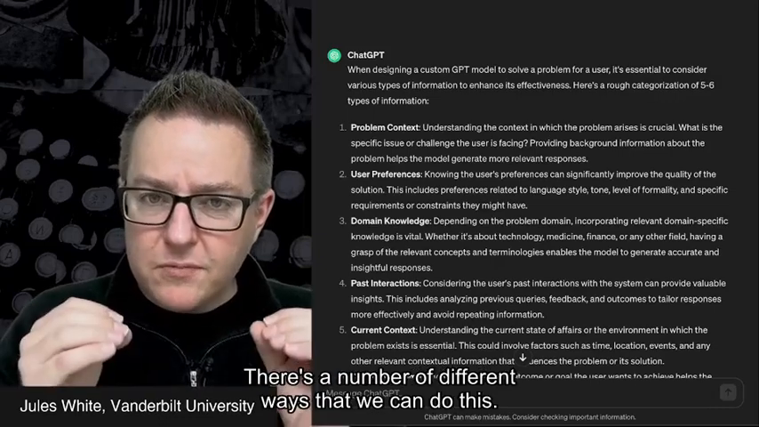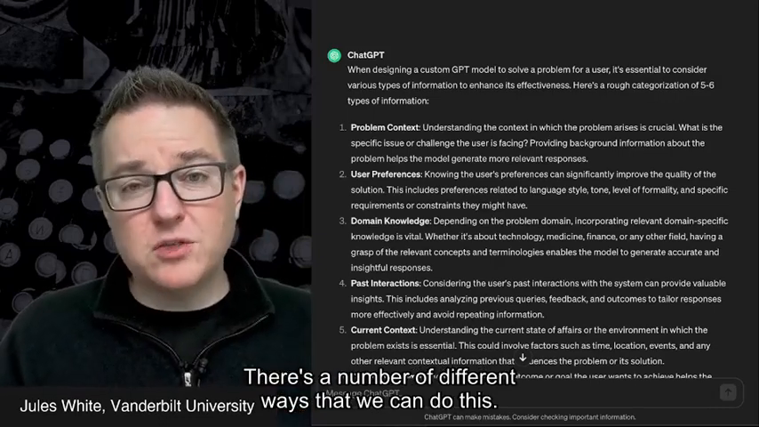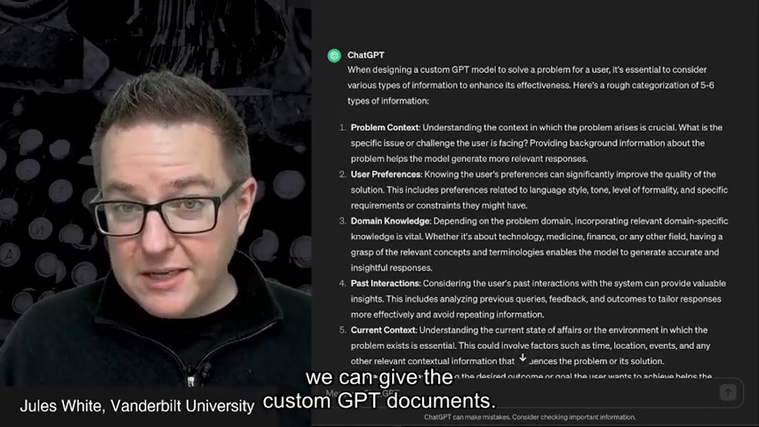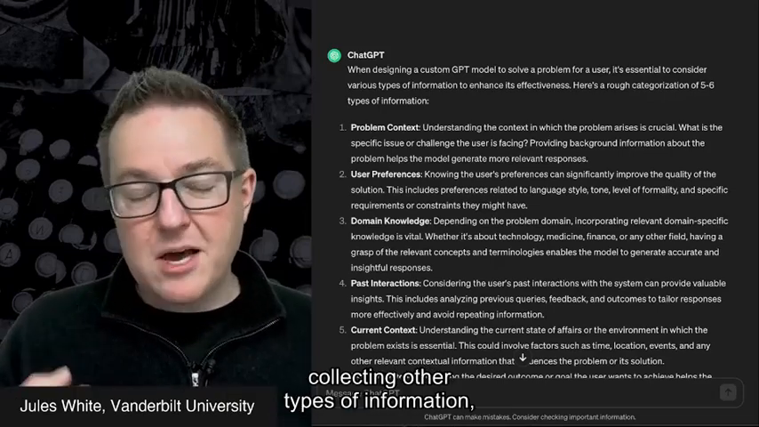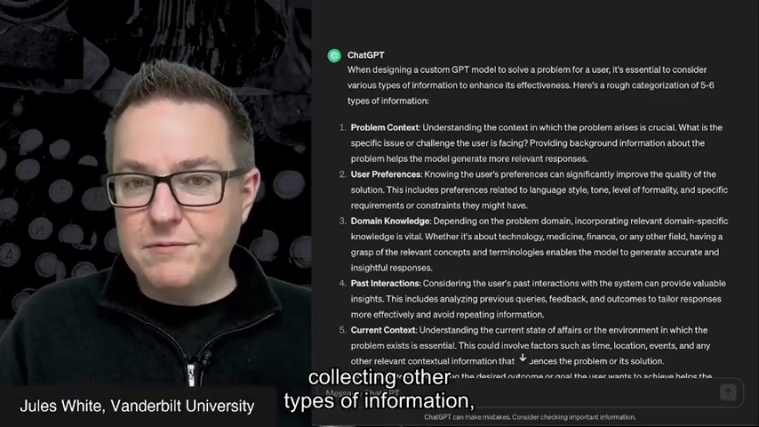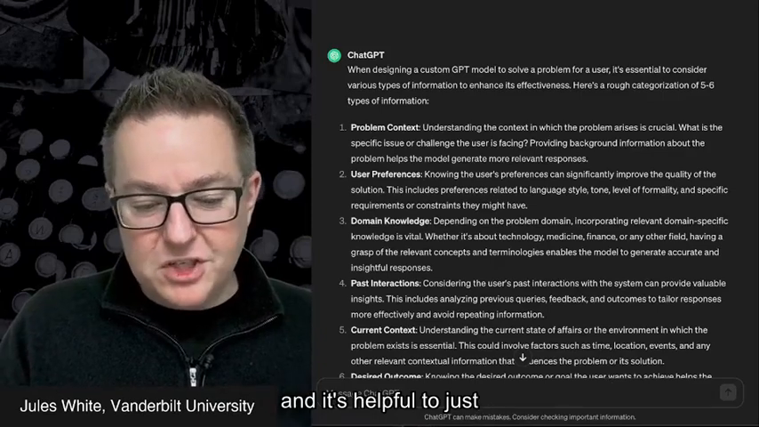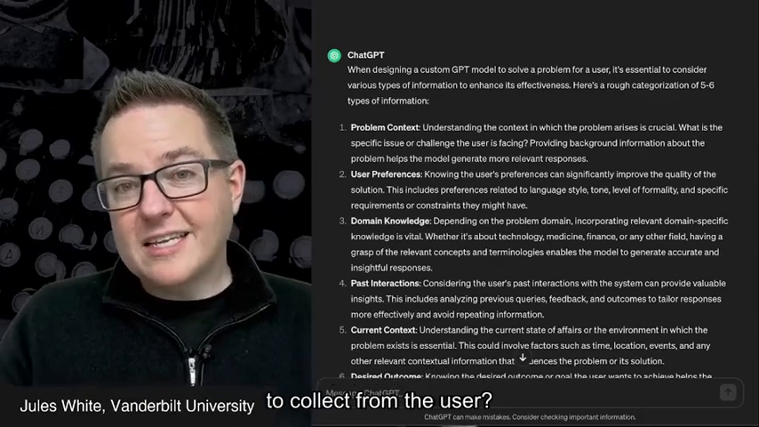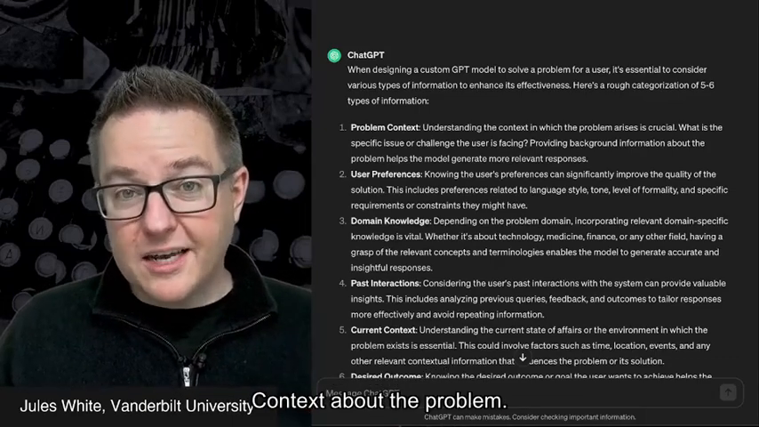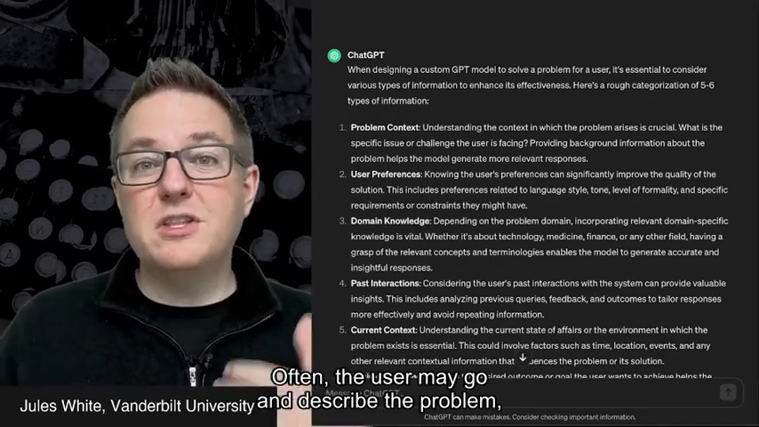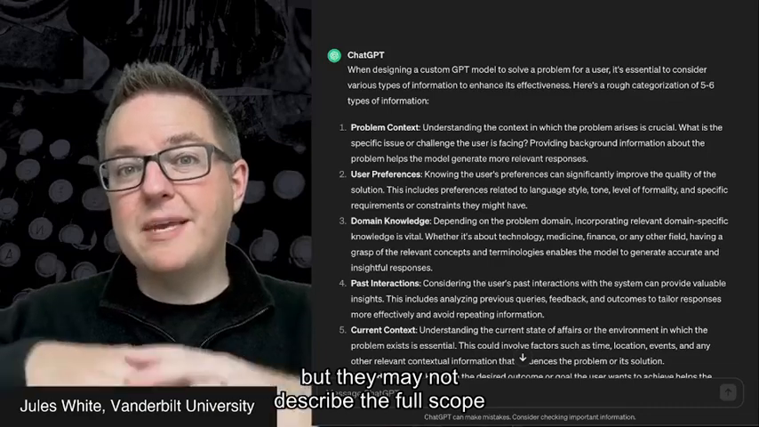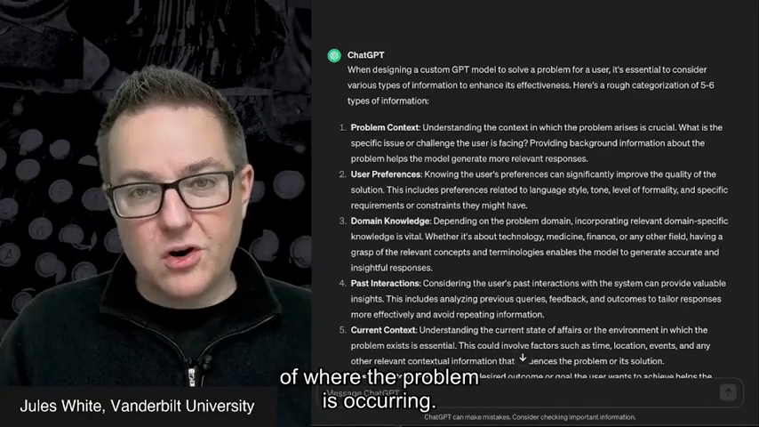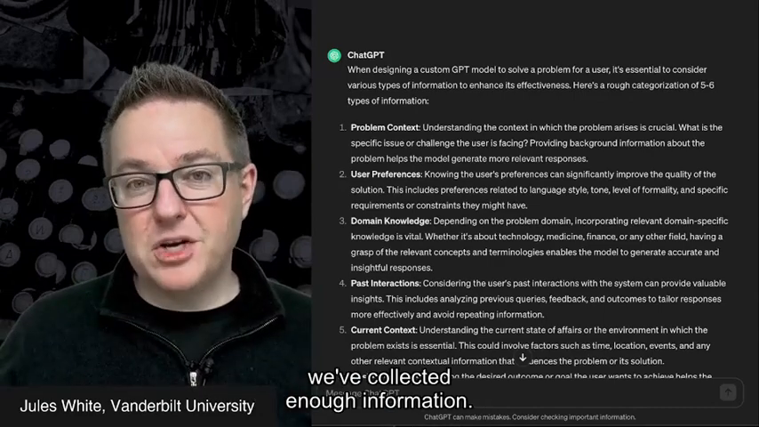And so there's a number of different ways that we can do this. One, we can do things like we've seen. We can give the custom GPT documents, but often we have to think about collecting other types of information, and it's helpful to just quickly think through some of those. What are some things that we may want to collect from the user? Context about the problem. Often the user may describe the problem, but they may not describe the full scope of where the problem is occurring. So we need to make sure that we've collected enough information.